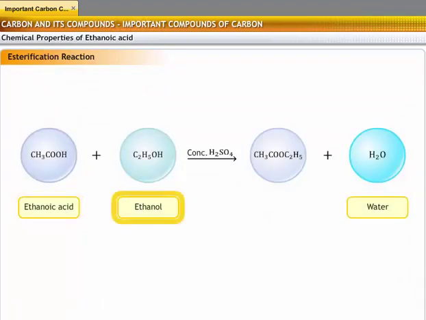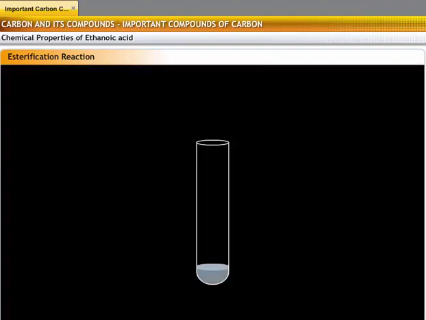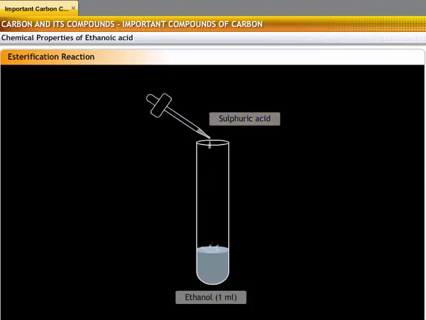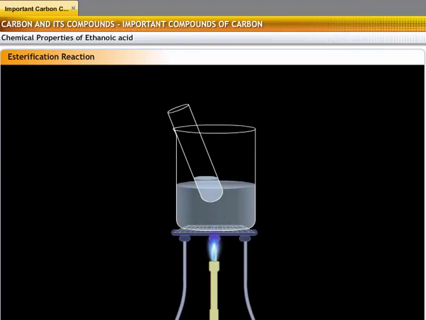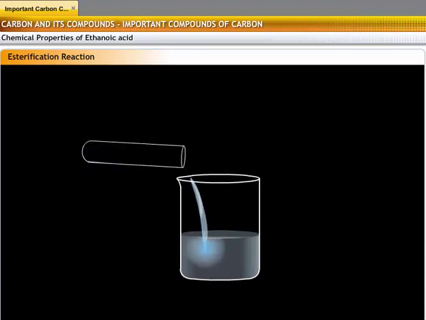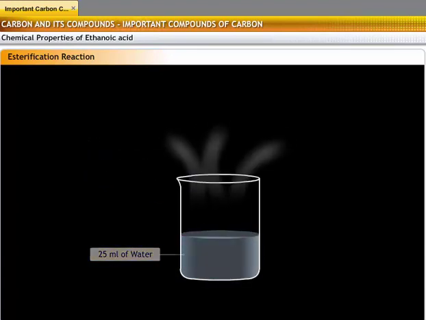Ethanoic acid reacts with ethanol in the presence of concentrated sulfuric acid to undergo an esterification reaction. Let's perform an experiment. Take a test tube with 1 ml ethanol and 1 ml of glacial acetic acid. Then, add a few drops of sulfuric acid to this solution. Warm this mixture in a water bath for at least 5 minutes. Finally, pour this mixture into a beaker containing 25 ml of water.